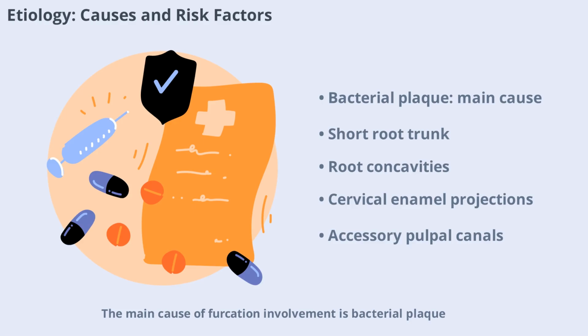The main cause of furcation involvement is bacterial plaque, which triggers chronic periodontal inflammation. However, several anatomical and developmental factors can contribute to the risk. These include a short root trunk, root concavities, the degree of root separation, cervical enamel projections, and accessory pulpal canals. Each of these factors can make the furcation area more susceptible to bacterial invasion and bone loss, emphasizing the importance of thorough oral hygiene and regular dental checkups.